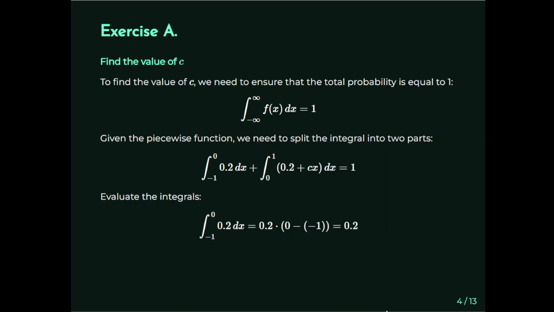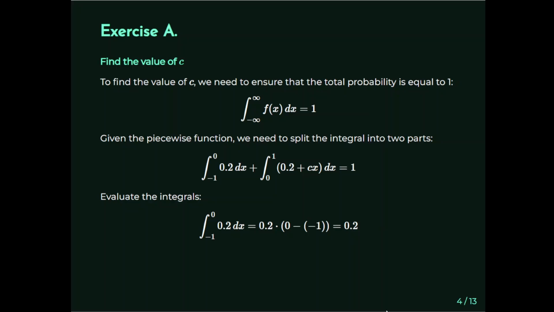To find the value of c, we need to ensure that the total probability is equal to 1. I touched on that point already, but that is actually the general formula that we would use. The integral from -infinity to infinity of f of x dx should equal 1. Because the probability density function is only active between -1 and 1, we will adjust those limits accordingly, because everything else outside of that limit evaluates to 0. So given the piecewise function, we need to split the integral into two parts, and the evaluation of those two integrals should add up to 1.